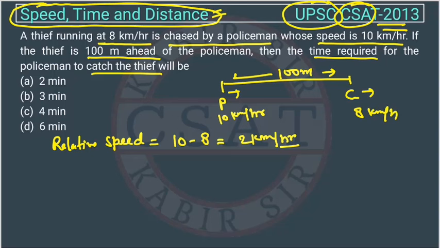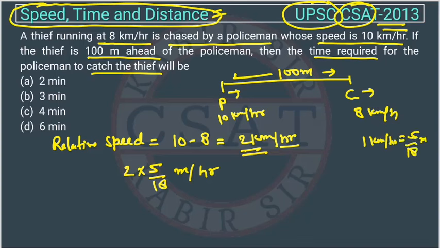Now this speed is in km per hour and the distance between police and thief is in meter, so we will convert this speed into meter per second, right? So it will be 2 into 5 by 18 meter per second, because we know that 1 km per hour is equal to 5 by 18 meter per second. So now the speed is this much and the distance is 100 meter.